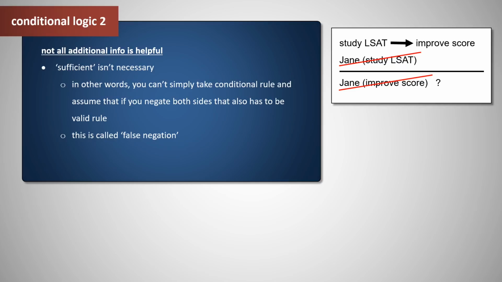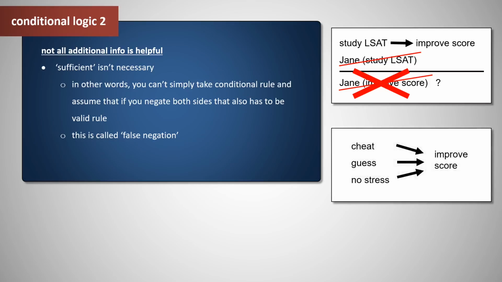And the same logic applies. We have no idea if she did not improve her score. Why? For the same exact reason: just because the sufficient is false does not necessarily mean that the necessary is false. There could be other rules which were activated which led to the necessary. Maybe she cheated. So there's a rule, for example, if you cheat, you can improve your score. If you guess, you can improve your score. If you just happen to have a really good day with no stress, you're on top of everything, you're going to improve your score. So maybe one of those things happened and she ended up improving her score.